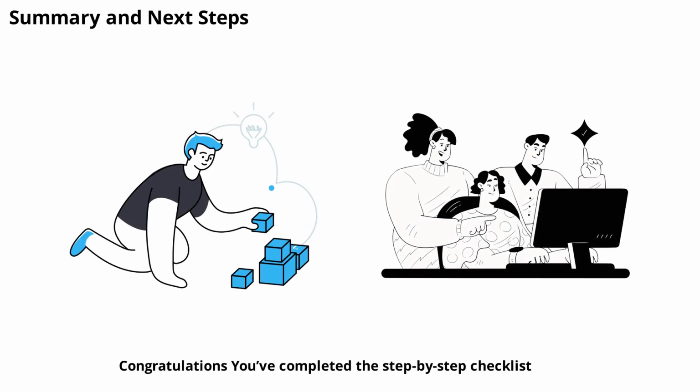Congratulations, you've completed the step-by-step checklist for choosing invoicing software for agencies. By carefully considering each aspect, you're well equipped to select a solution that meets your needs and supports your agency's success. Take the next step by implementing your chosen software and training your team. With the right tool in place, you'll enjoy smoother invoicing, faster payments, and more time to focus on what you do best, growing your agency.